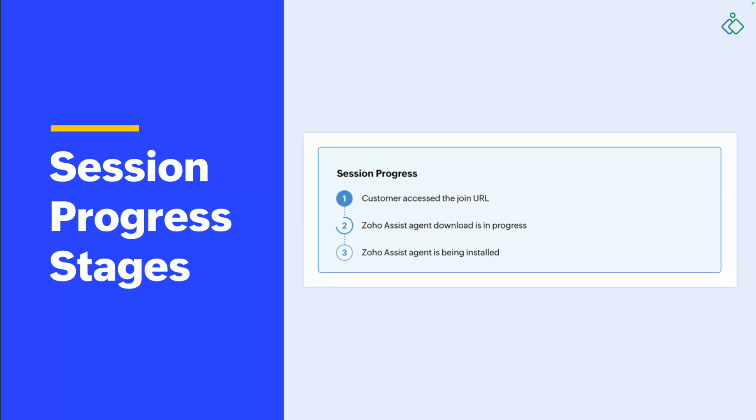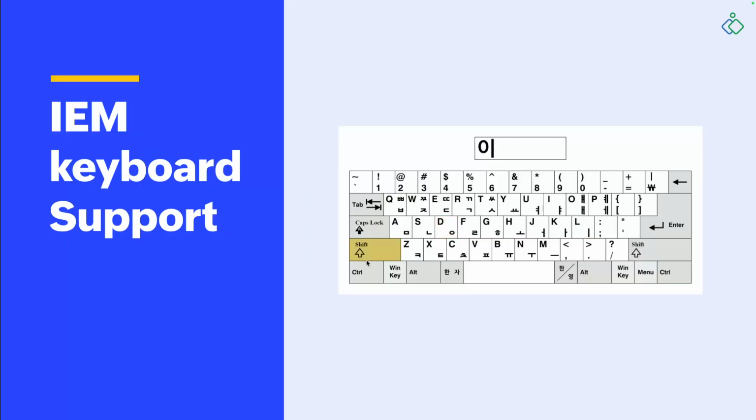Now, this is also a major update for customers working across the globe, where we are starting to provide IME keyboard support, or the input method editor, wherein you've got customers working on different keyboard layouts, such as Chinese or Japanese or different ones, and you're working connected to them through Zoho Assist. With the IME keyboard support, you'll be able to make use of these additional keyboard languages too, and support customers effortlessly on the specific keyboard setup that they're using on their end.